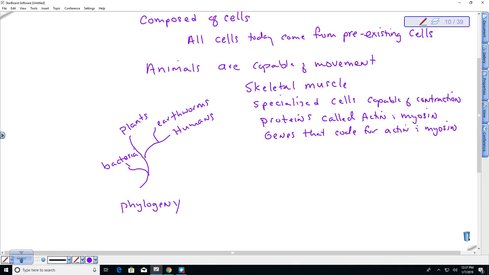So this shows unity because there are certain characteristics that all of these organisms have. I could put on my tree some characteristics that these organisms share. Here I could put cells. What that means is that those cells arose, and they could be found in bacteria, plants, earthworms, and humans.